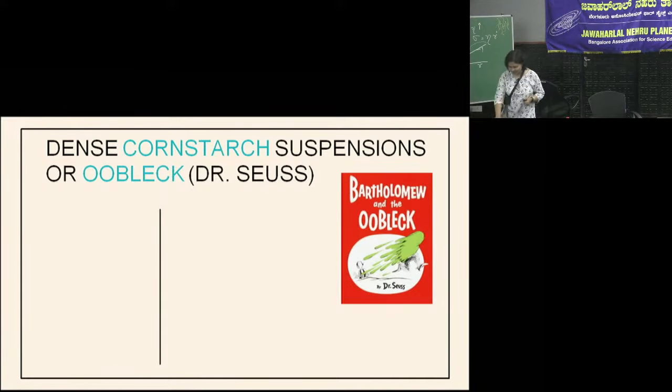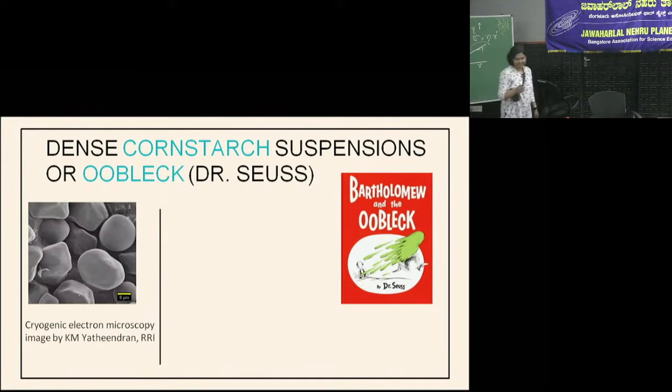Anyway, what does oobleck look like? This is another electron microscope image. Here you are using electrons because you want to look at very, very small length scales, and here the electron acts as a wave, so you can actually take pictures. This is what a cornstarch particle looks like. It's an irregular disc about 15 microns across, but it's a disc, remember that.